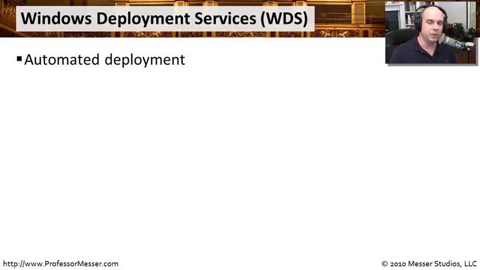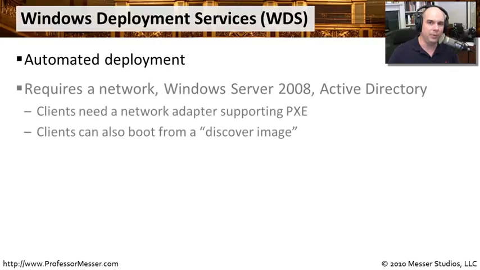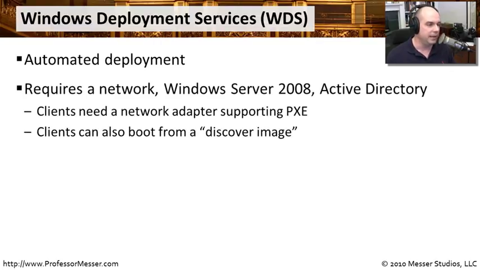One way that you can go about doing that is using something called Windows Deployment Services, and that's abbreviated WDS. And as the name implies, this allows you to automatically deploy operating systems out into your environment. You will need a network. You'll need Windows Server 2008, and you will need an Active Directory infrastructure already built. So this is really for a network that is large scale that already has an Active Directory infrastructure there.